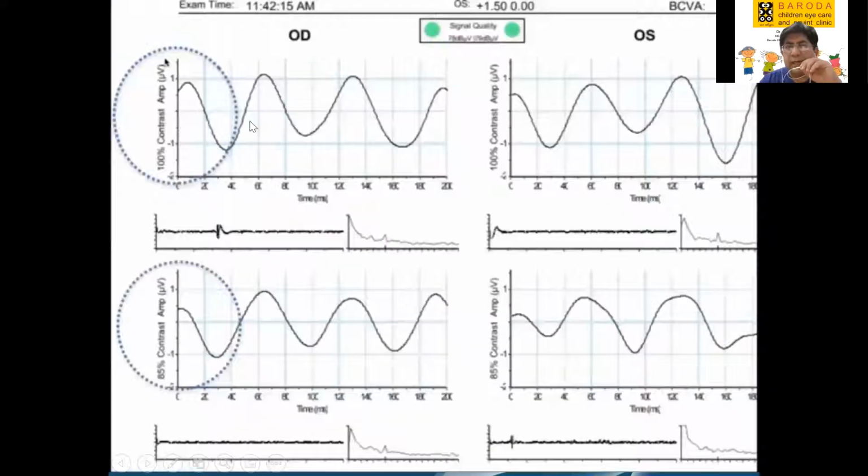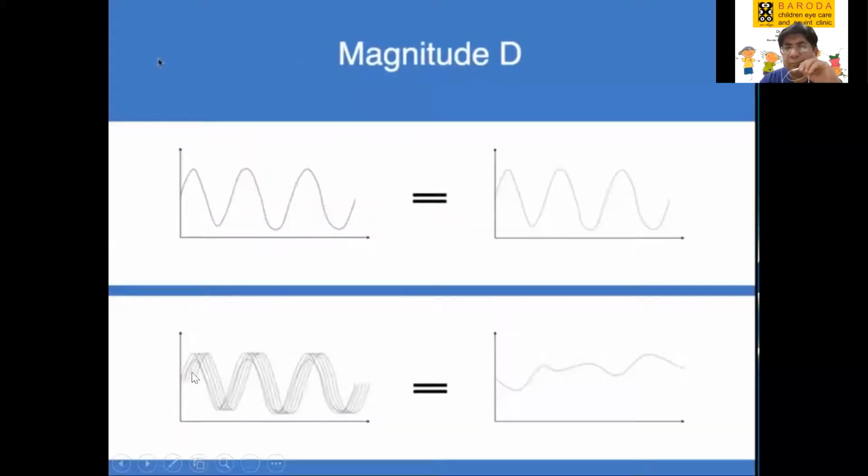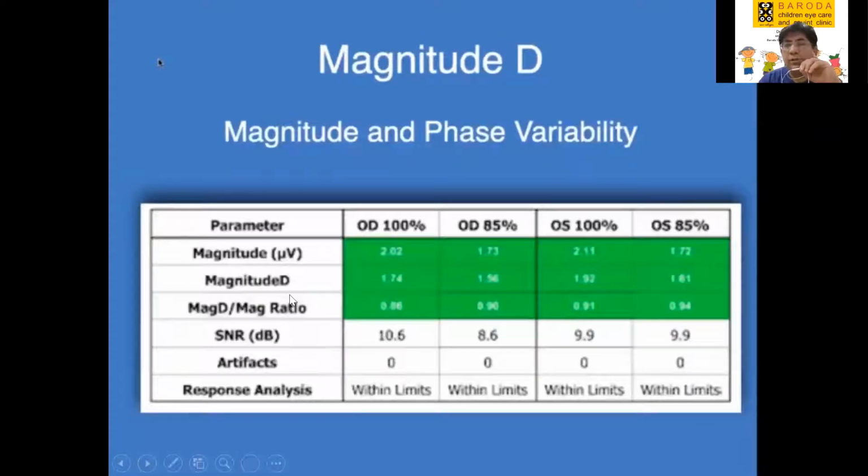This is the actual magnitude of the wave. And then there is variability in that because you will have multiple waveforms. And when you have multiple waveforms, what the machine wants to tell us is how much the variability is. After that, they will have a magnitude D divided by magnitude. So that will give a ratio of how healthy it is.